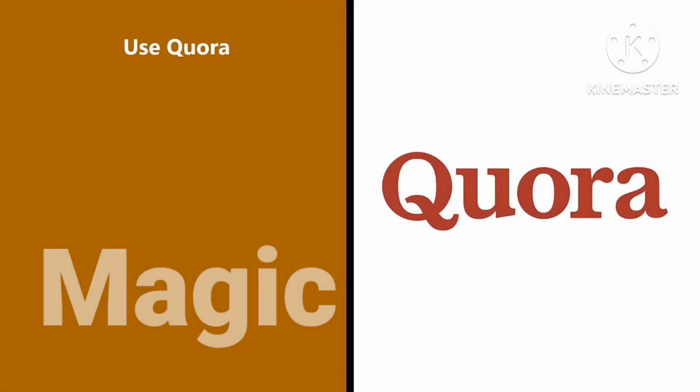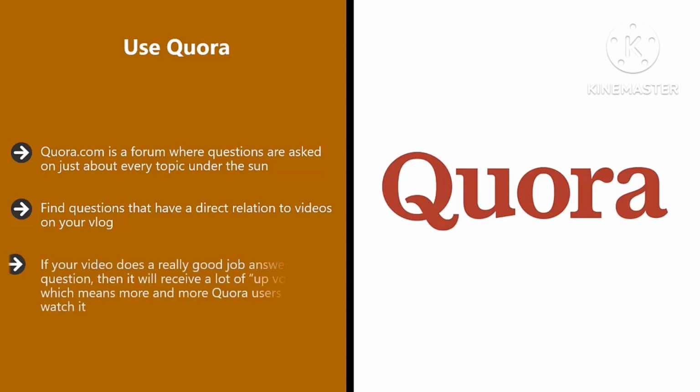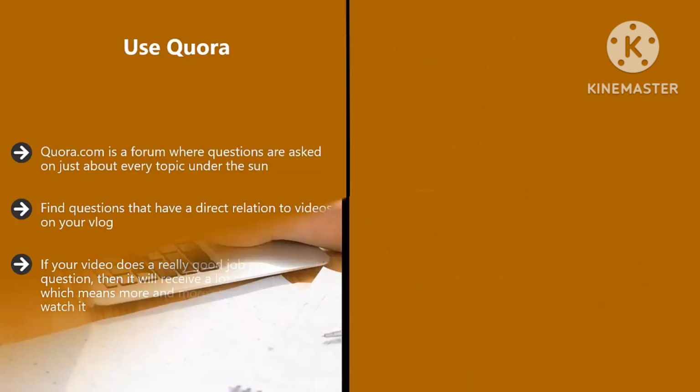Use Quora. Quora.com is a forum where questions are asked on just about every topic under the sun. It has a huge user base and is often overlooked as a promotional tool for vloggers. It is also a great place to get inspiration for future videos for your vlog. Find questions that have a direct relation to videos on your vlog. Write an answer and then add something like, "For a more detailed answer to this question, please take a look at this video." If your video does a really good job answering the question, then it will receive a lot of upvotes, which means more and more Quora users will watch it.